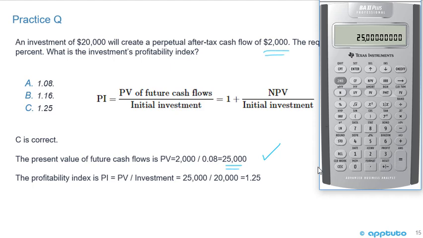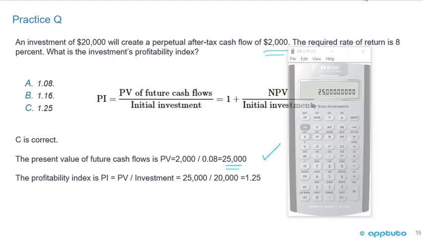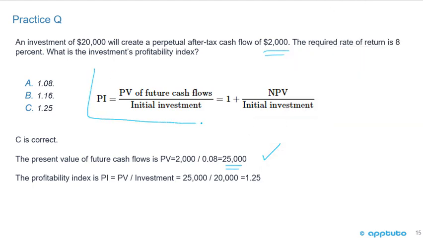Okay, so again, I just brought up the formula here, the present value of the future cash flows divided by the initial investment. The initial investment is 20,000. So 25,000 divided by 20,000 equals a profitability index of 1.25. So the correct answer is C.